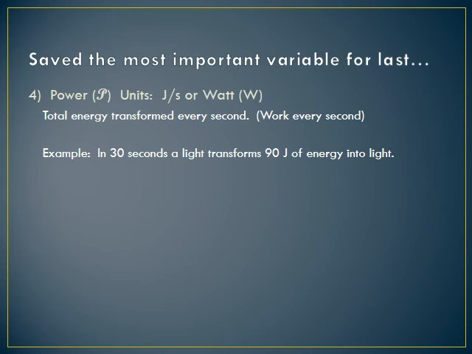A sample problem you might get: in 30 seconds, a light transforms 90 joules of energy into light. And so that would mean that the power output would be 3 joules every second, otherwise written 3 watts.